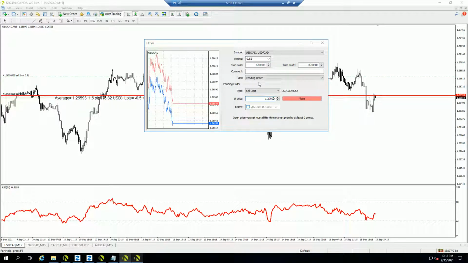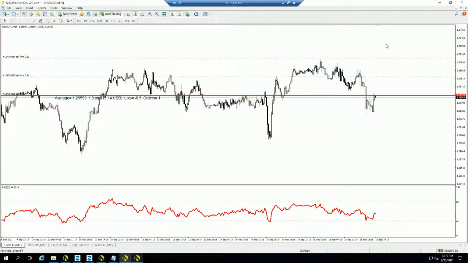1.2709 is going to be the entry. I'm going to call this my entry 3. Entry 3. And I'm going to look for, let's see here, entry 3. Yep, I've increased the lot sizes too. I'm going to go ahead and place that order in.